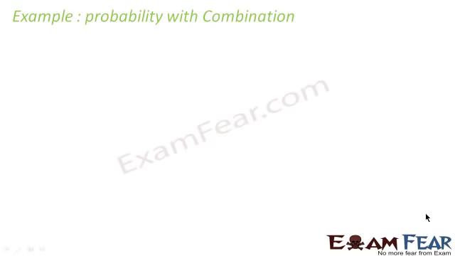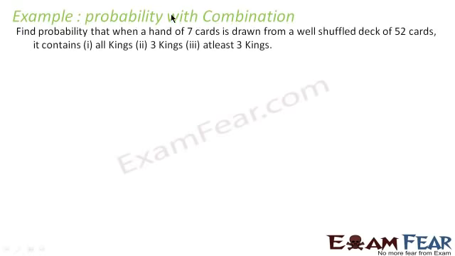Let's solve a couple more examples. Here the probability is with combination. We have to find the probability when we are drawing 7 cards from 52 cards. The first case is that the draw should contain all kings. We know there are at most 4 kings. First let us create the total sample space, the total outcomes.